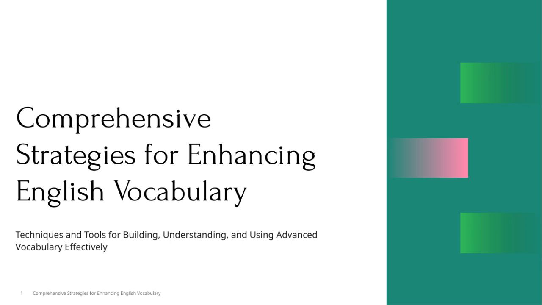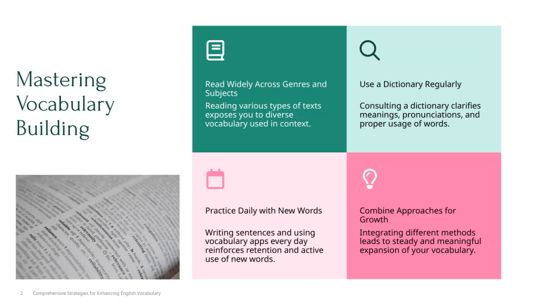Let's dive in. To master vocabulary building, it's important to read widely across different genres and subjects. This exposes you to a variety of words used naturally in different contexts, helping you understand how they're applied. Another key step is to use a dictionary regularly. Looking up words not only clarifies their meanings, but also helps with pronunciation and correct usage, which is essential for effective communication.